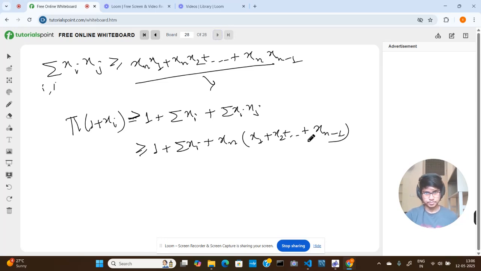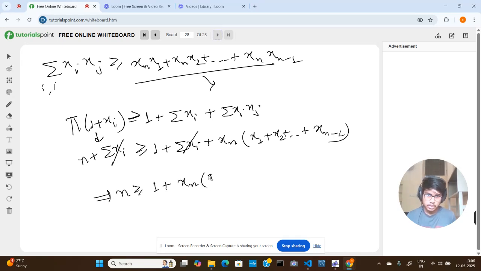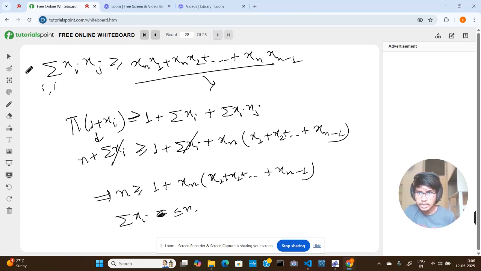Okay, now, we know the product of 1 plus xi is equal to n plus the summation of xi. And remember, we want to, and so this summation xi cancels out. We have n is greater than or equal to 1 plus xn times (x1 plus x2, and so on up to xn minus 1). And remember what we want to show. We want to show that the summation xi is less than or equal to n.